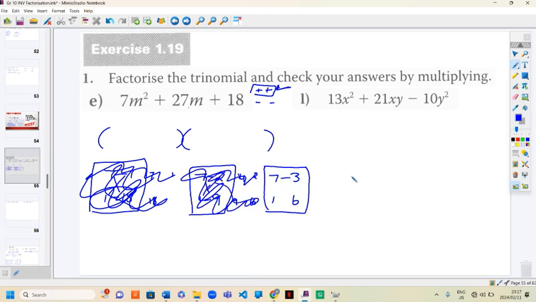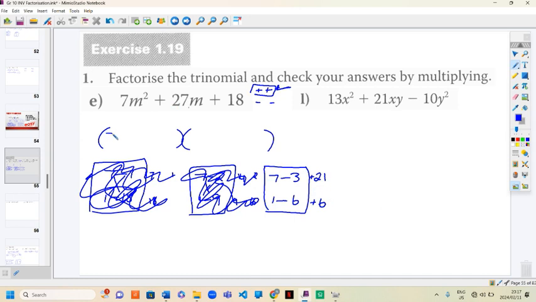7 and 3. That's going to give me 21. And 1 and 6 is going to give me 6. I know they're both positive and positive. 21 plus 6, what is that? Ding, ding, ding, I got 27. Fantastic. So what were the factors of 7 that I used? I used 7 and 1.